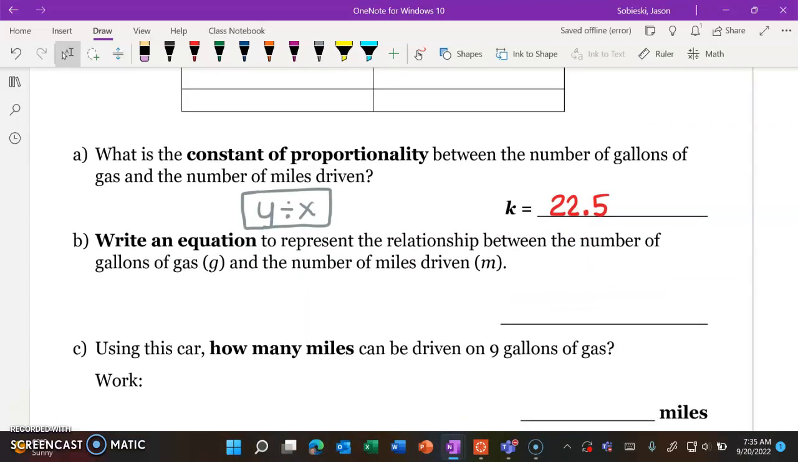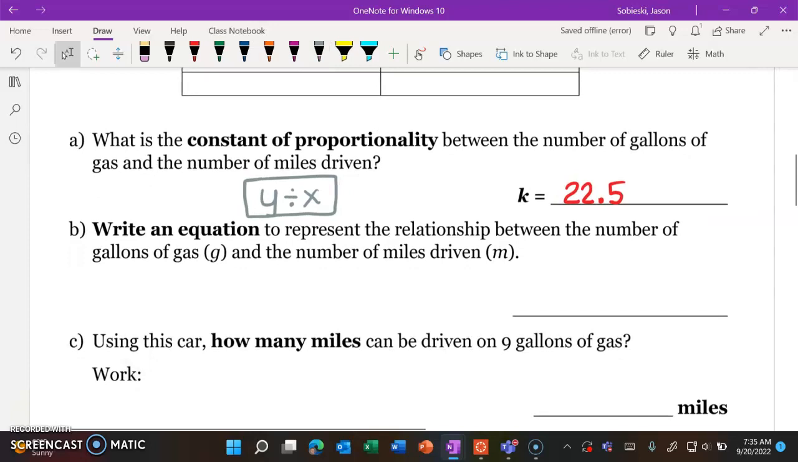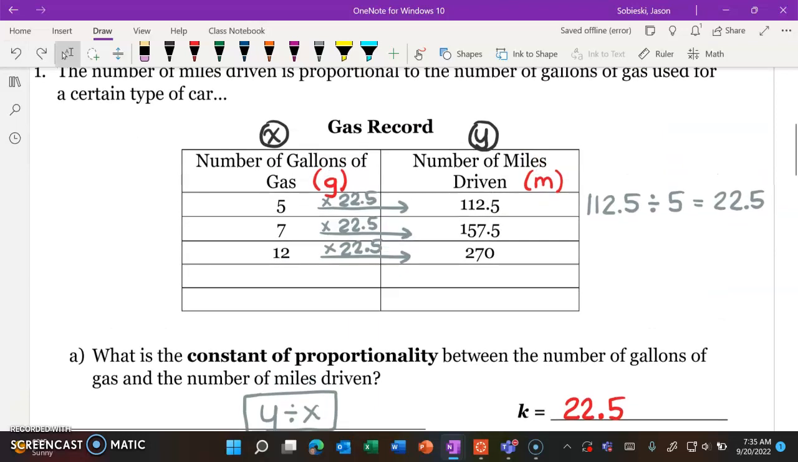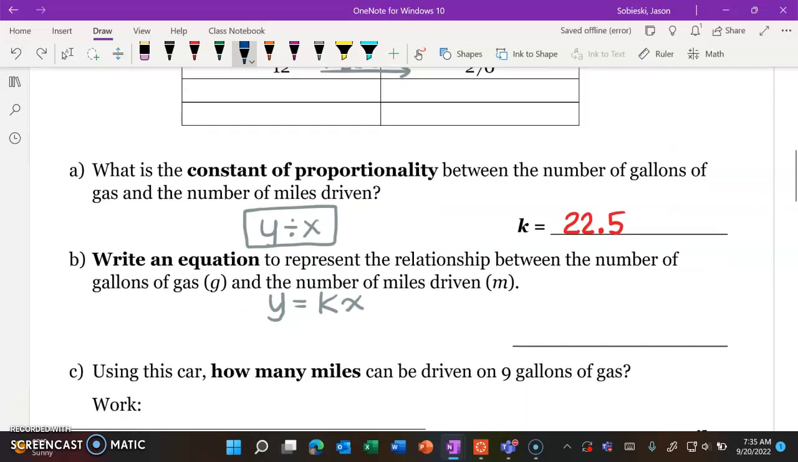Okay. Part B asks us to write an equation to represent the relationship between gallons of gas and number of miles. Again, whenever we write an equation, we should always start with the general form, which is y equals kx. Then we're going to swap out the variables and the constant of proportionality to write our final equation. Instead of using a y, if we scroll back up to our table, we were supposed to use m to represent miles. So we're going to start with m equals the k number, our constant of proportionality, which we found was 22.5.